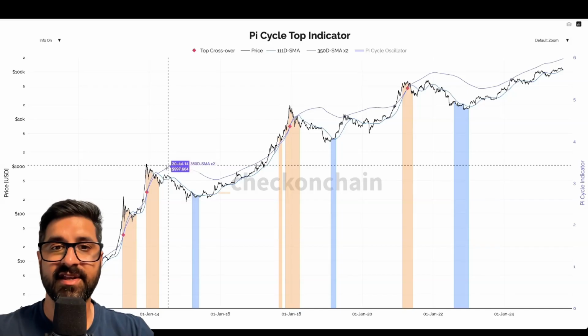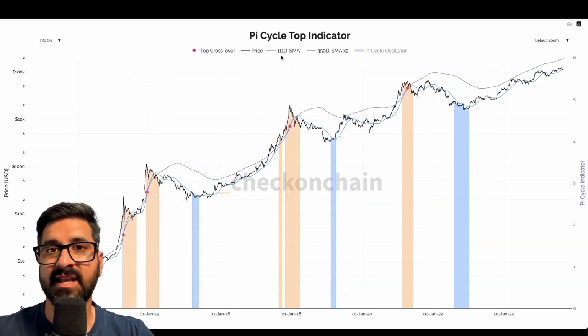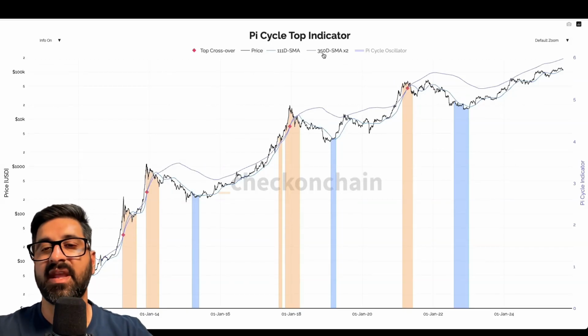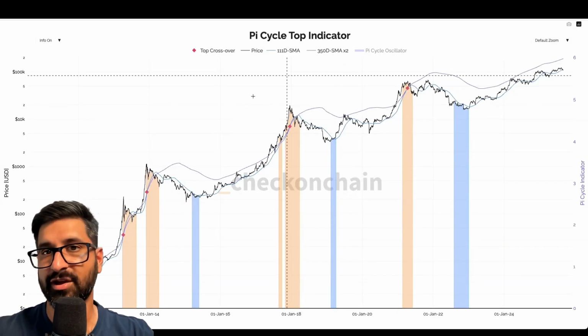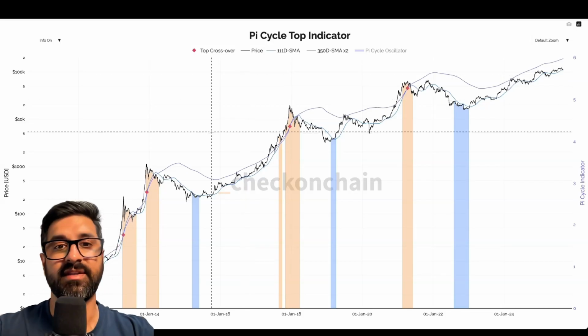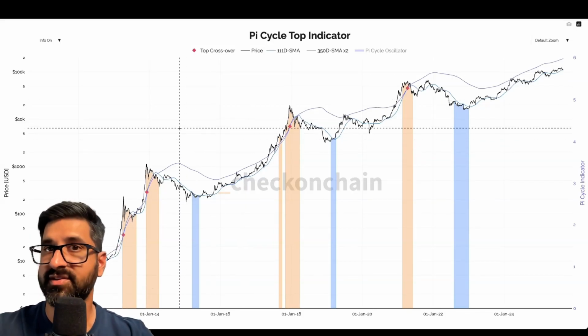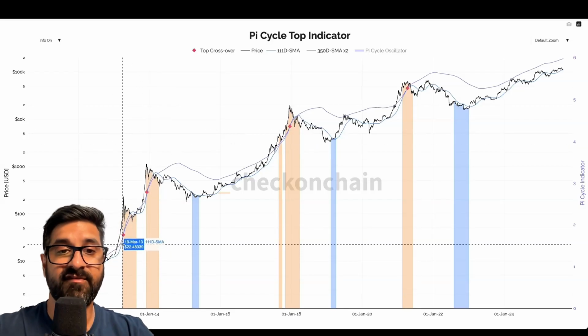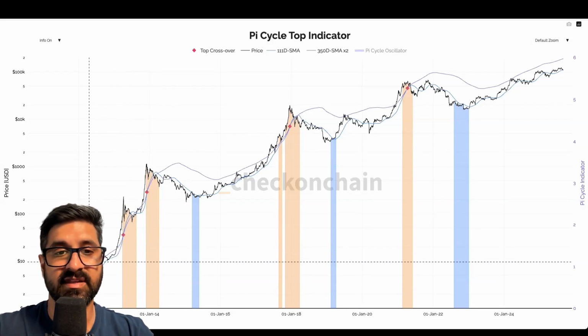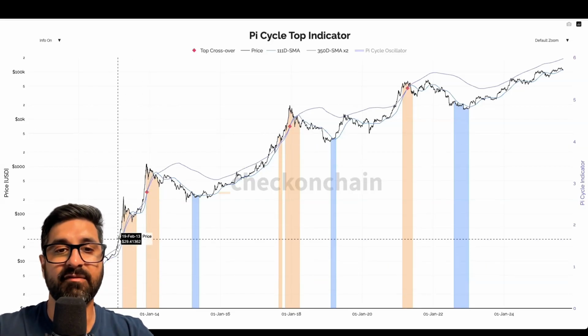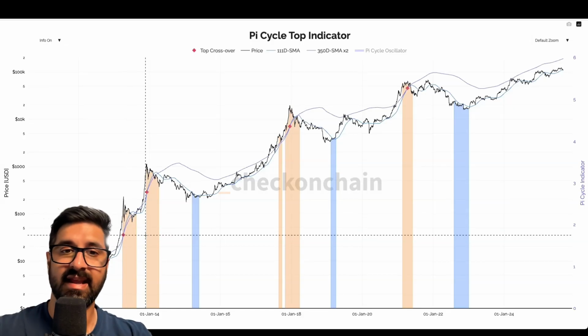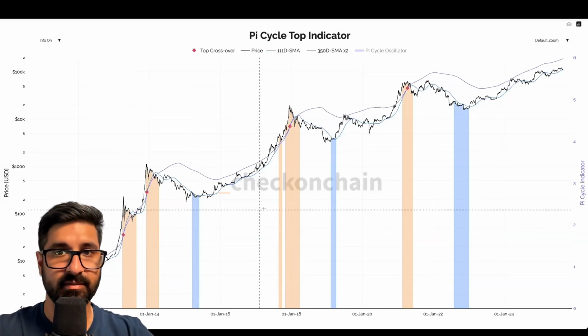Now you've got a fast and a slow. So basically all that's happening there is 111 days, and the second one is 350 days times 2. And really all it does is it provides that sort of lead and lag metric on how price is moving. And what's been found through this modeling in the past is when this 111-day moving average crosses with the longer moving average, it tends to be periods where the market's overheated.